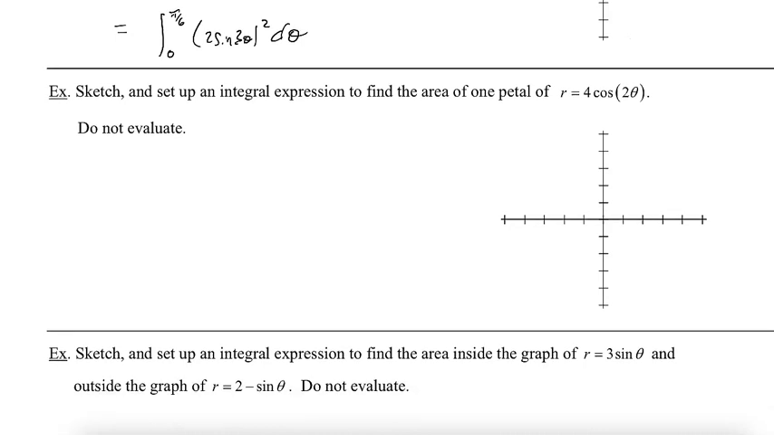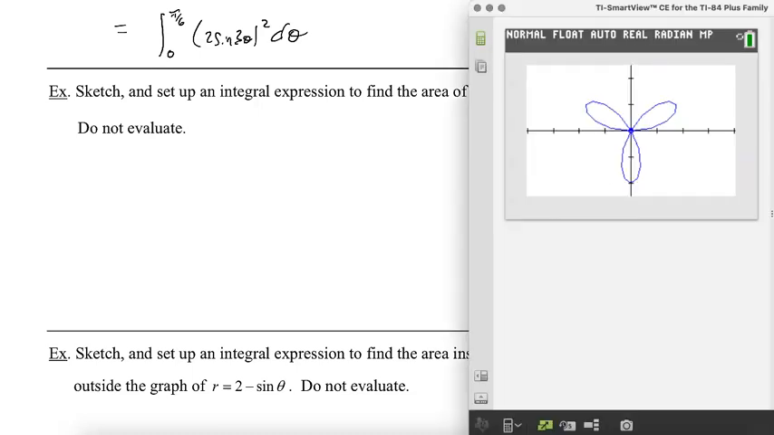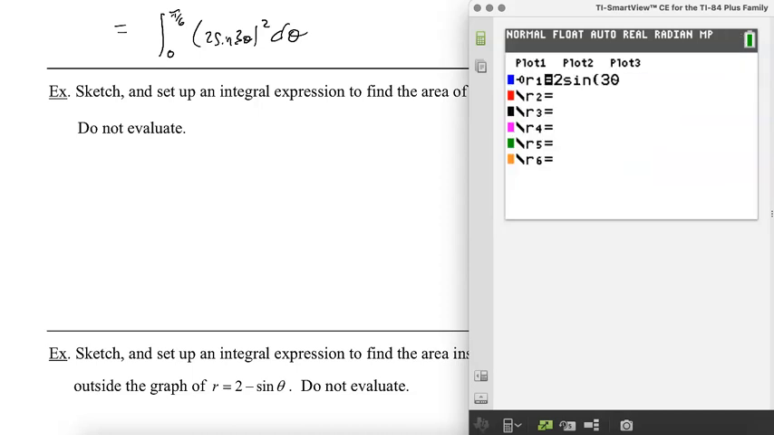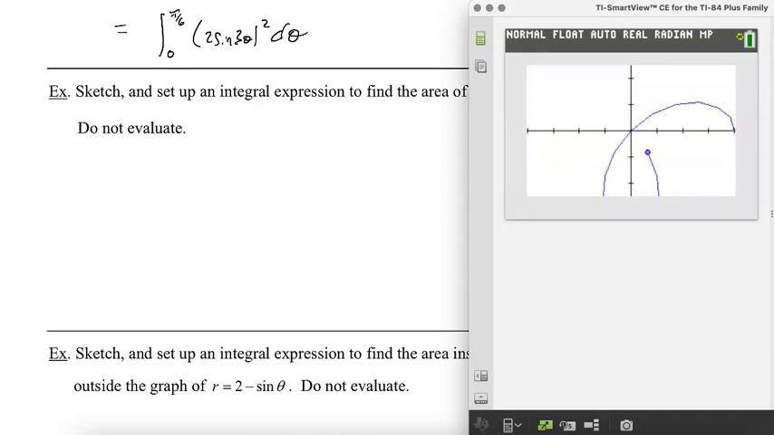I'm going to go ahead and put everything up here, and then I will work it out. But try it. Pause the video, try it, see what you guys come up with. I'm going to go ahead and graph it. Y equals 4 cosine 2 theta. And graph.